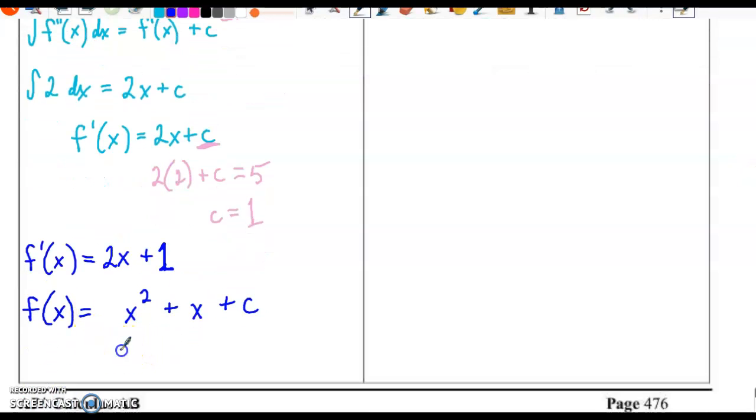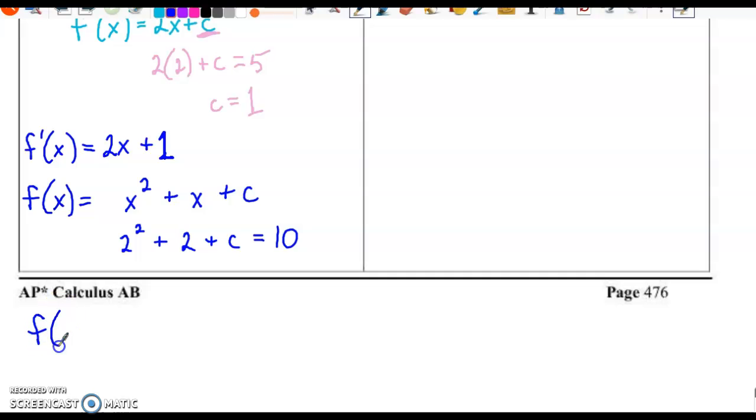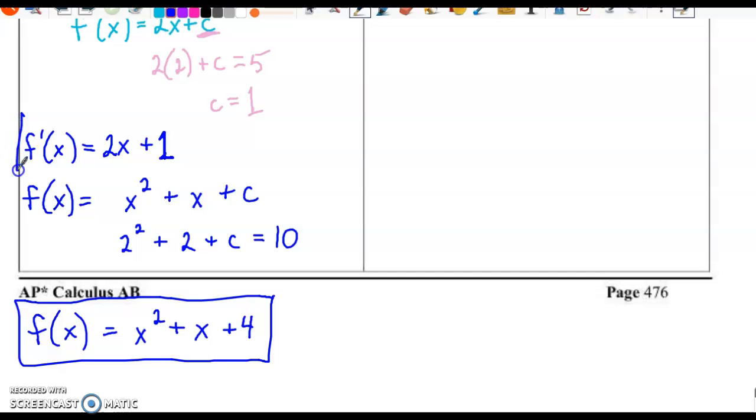So what that tells me is that when x is 2, we must equal 10. Well, 2 squared is 4, plus 2 is 6. Subtract 6 over, and that constant must be 4. So the original function is x squared plus x plus 4. I believe the directions also wanted you to solve this. But if you got this one right, then you had to have gotten the first derivative correct and go on from there.